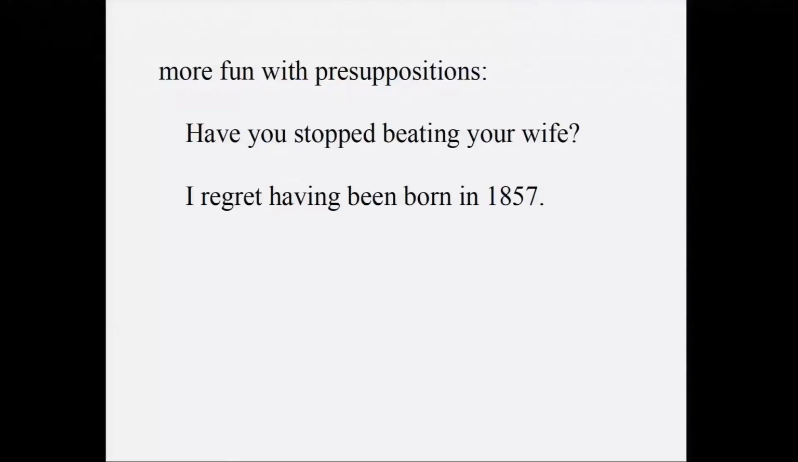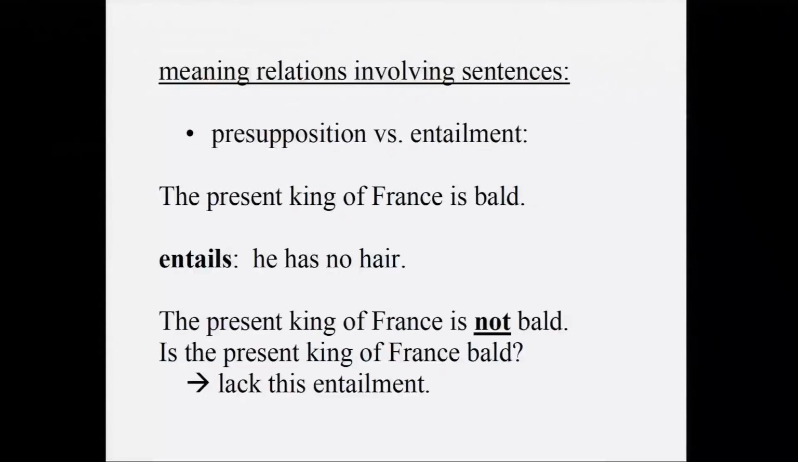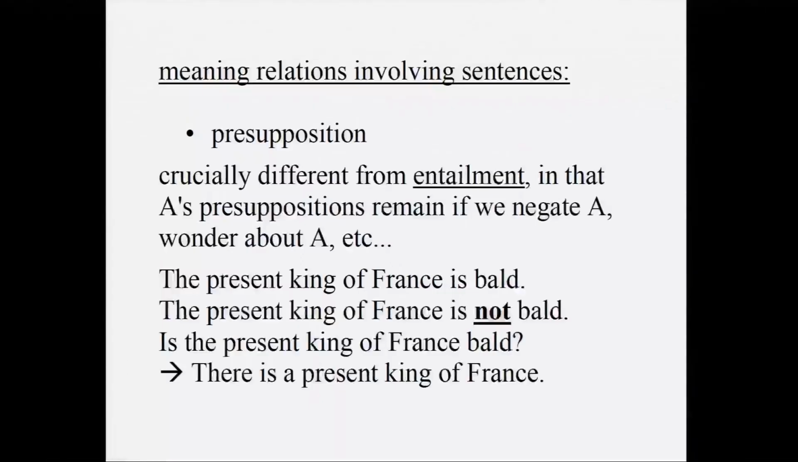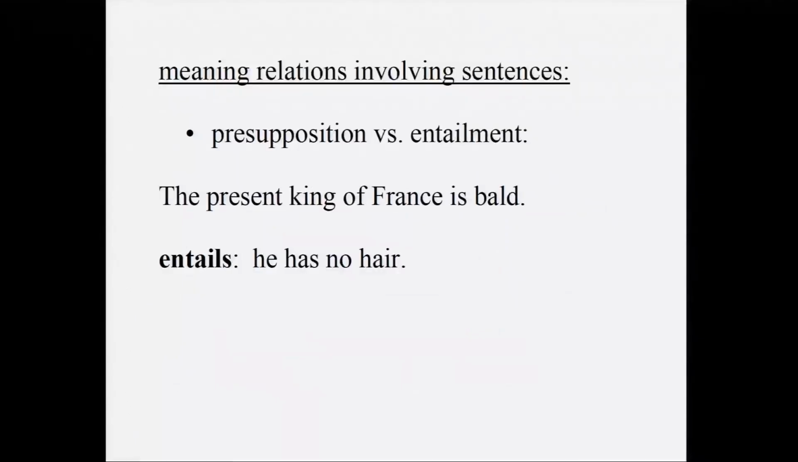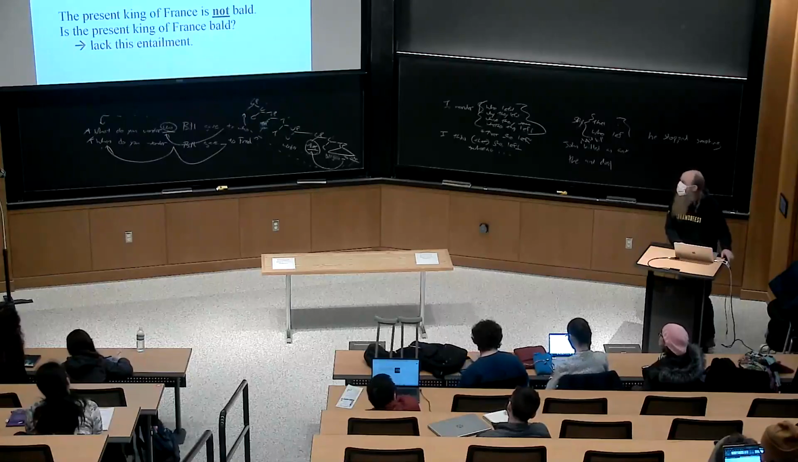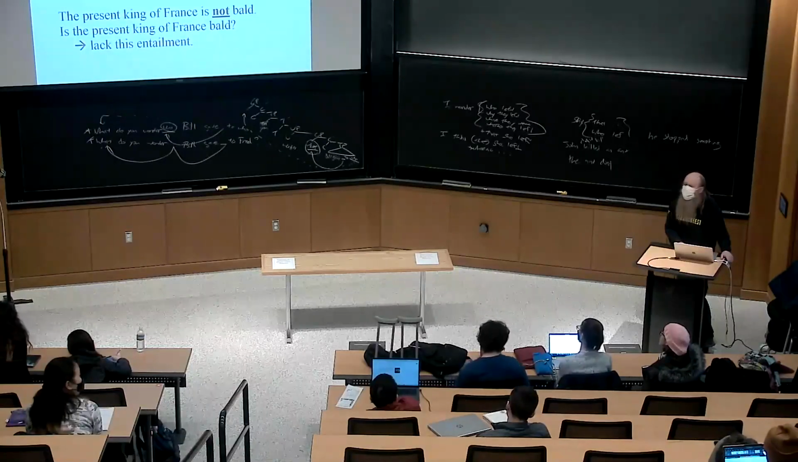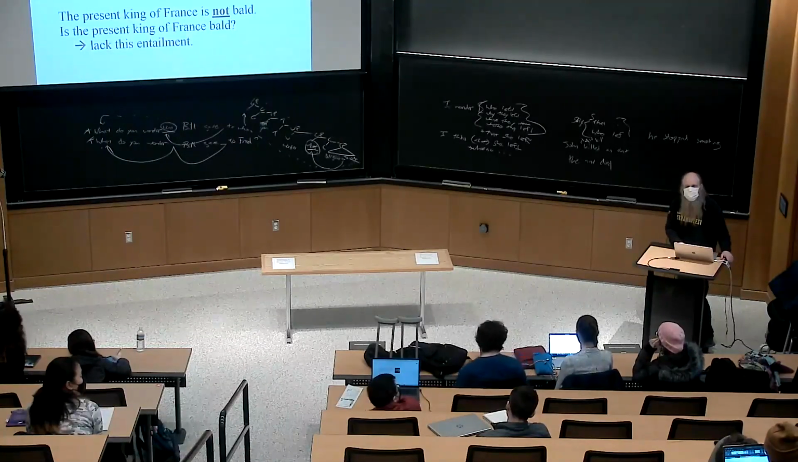I skipped some slides to get to this one, so let me go back a bit. Okay, yeah, so the present king of France is bald presupposes that there is a present king of France. It entails that the present king of France has no hair, right? Because that's what it means. And so, if I say the present king of France is not bald, that no longer entails that he has no hair. That's the difference between entailments and presuppositions. Entailments don't survive negation. If you add not, then you lose the entailments that you used to have, but you still have the presuppositions that you used to have.